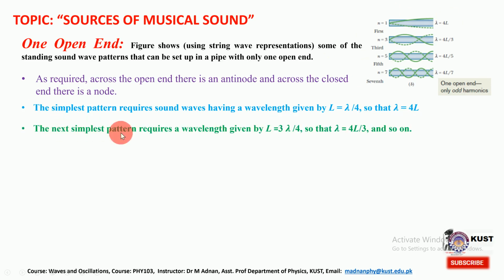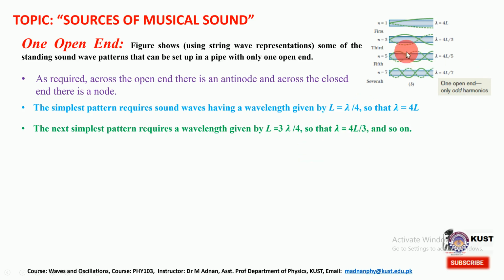The next simplest pattern requires a wavelength given by L is equal to 3 lambda by 4. So this is 3 times now. If we see, the distance between a node and a node is lambda by 2, and then you have another node and antinode, their distance is lambda by 4. So if we work it out, you will see that this will be 3 lambda by 4, and that comes out to be lambda equal to 4L over 3.